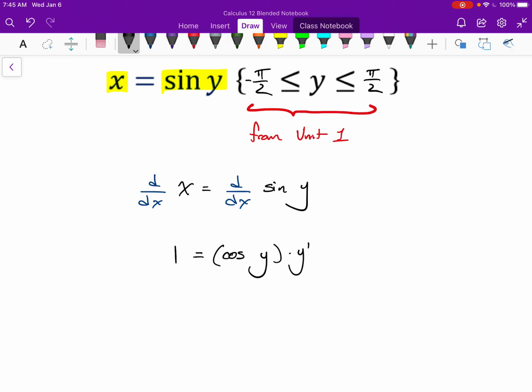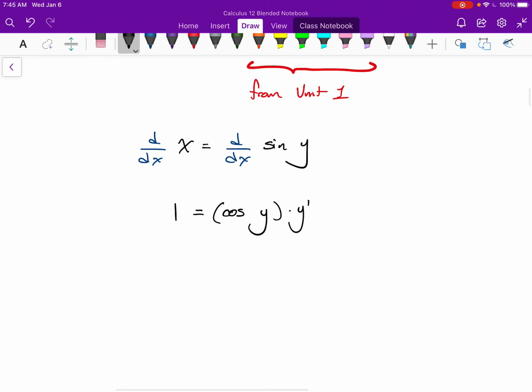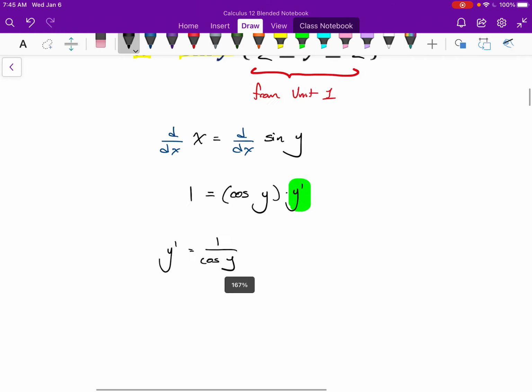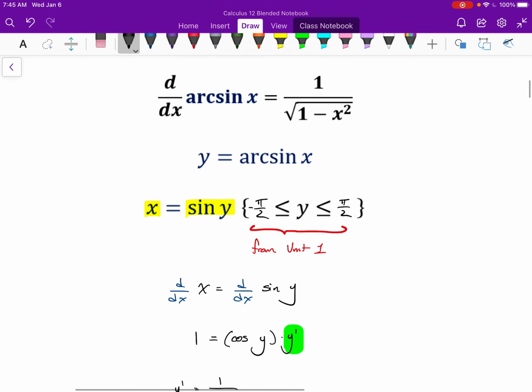I'm trying to figure out y prime, the derivative. So if I isolate y prime, I get one over the cosine of y. And notice, I'm actually getting pretty close to what I'm trying to prove. I'm trying to prove that the derivative is 1 over root 1 minus x squared. So somehow we have to go from cosine of y to root 1 minus x squared.